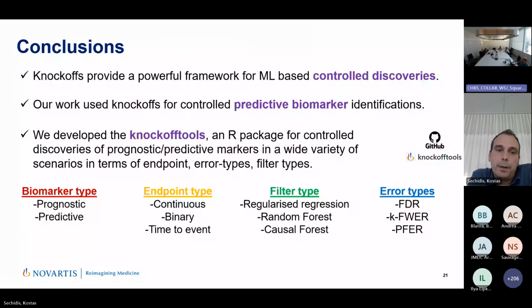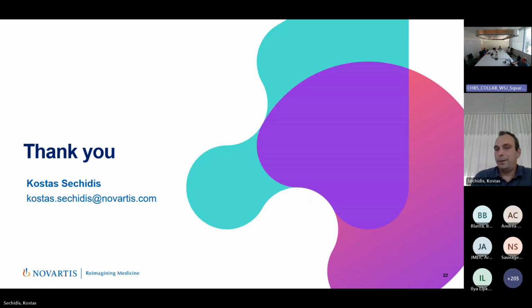So to wrap it up, the knockoffs provide a powerful framework for machine learning-based control variable selection. We focus in this presentation more on how to use the knockoff for identifying predictive biomarkers, and we have developed a tool, the knockoff tools, that can handle various scenarios: prognostic, predictive, various types of endpoints, even time to event, and various different filter types, ones built upon regularized regression, random forest, causal forest, and various measures of type 1 error. So yeah, thank you very much for attending.